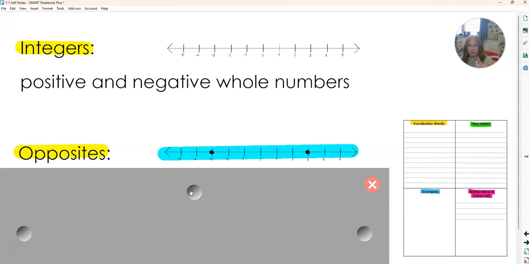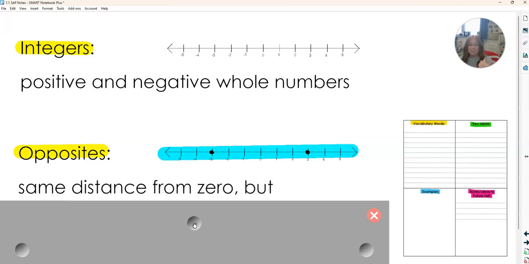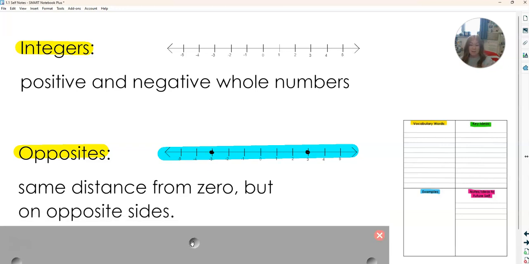But what is an opposite in math? They're the same distance from 0. They both went 1, 2, 3, 1, 2, 3, but they're on opposite sides like the name says. So if I have 10, the opposite is -10. If I have -42, the opposite is +42. So make sure you have definitions and examples where they need to go for those words.